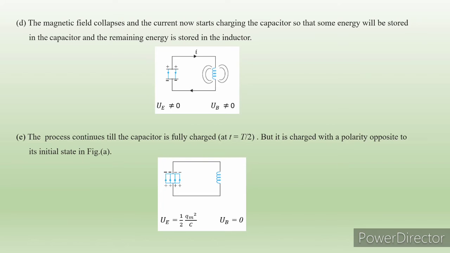Figure D. The magnetic field collapses and the current now starts charging the capacitor, so that some energy will be stored in the capacitor and the remaining energy is stored in the inductor. So here UE is not equal to 0 and UB is also not equal to 0. Figure E. The process continues till the capacitor is fully charged at time t equal to capital T by 2, but it is charged with a polarity opposite to its initial state in figure A. So here UE is equal to half Qm square by C and UB is equal to 0.